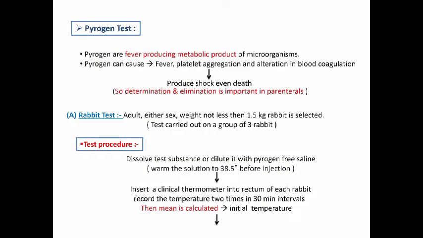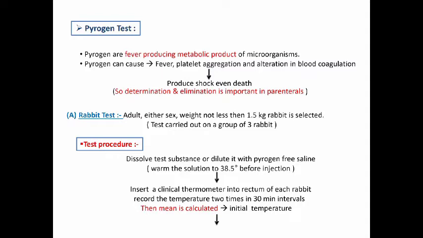Pyrogen test. Pyrogens are fever-producing metabolic products of microorganisms. Pyrogens can cause fever, platelet aggregation and alteration in blood coagulation that produce shock or even death. So determination and elimination is important in parenterals. Rabbit test. An adult rabbit of either sex, weighing not less than 1.5 kg, is selected. The test is carried out on 3 groups of rabbits.